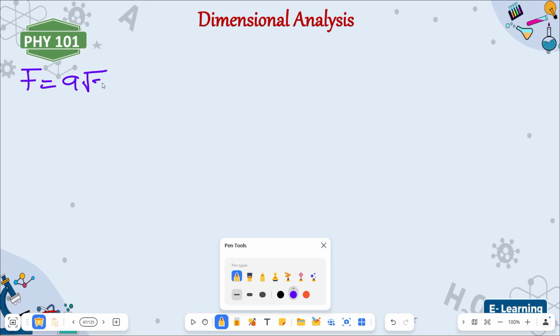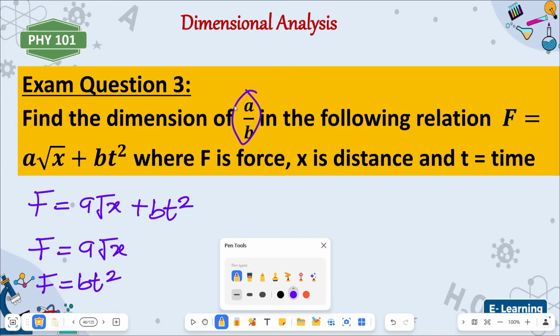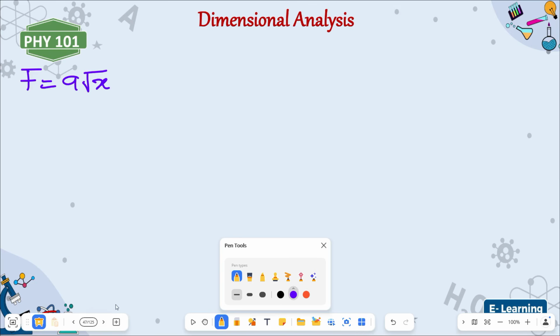So if F is A root X, it means we can make A the subject of the formula, because the question says, find the dimension of A over B in the following equation, where F is force. They're giving to you that X is the distance, and T is time. So make A the subject of the formula by dividing both sides by root X. So root X cancels root X. Our A will be F over root X.